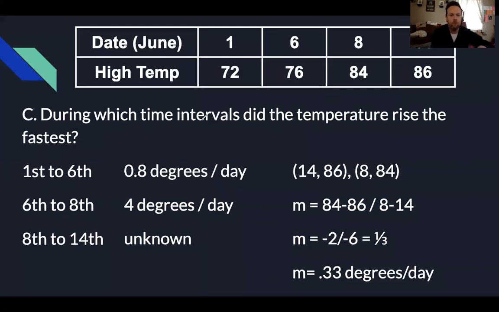So if I look back at what the question is asking me, it says, during which time interval did the temperature rise the fastest? I've got 0.84 degrees per day, or 0.33. So I know that the interval when it rose the fastest was between the 6th and the 8th.